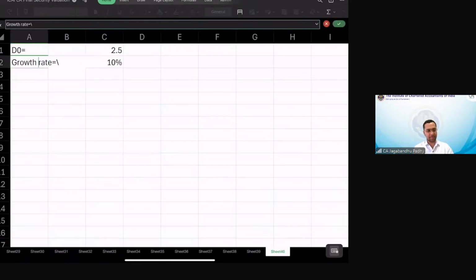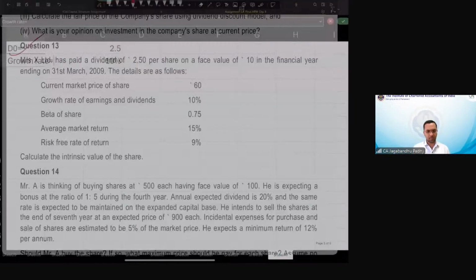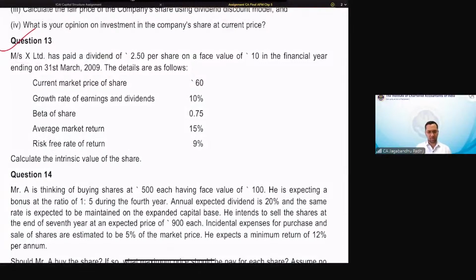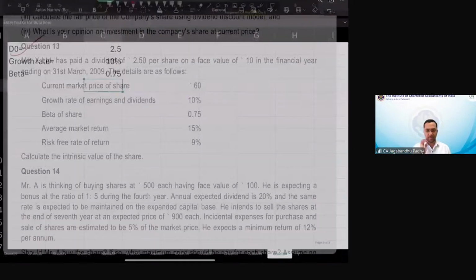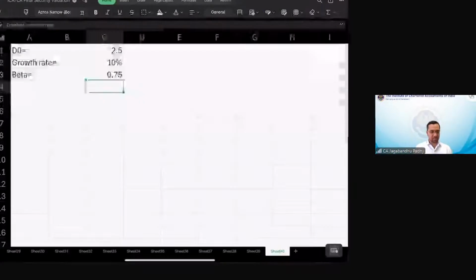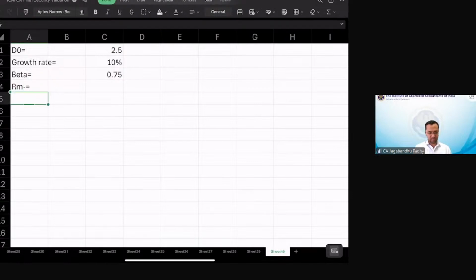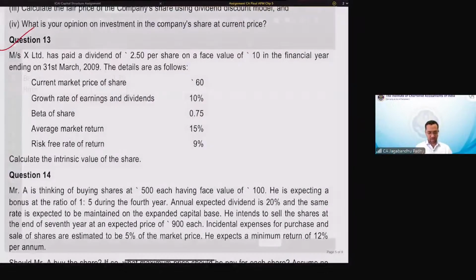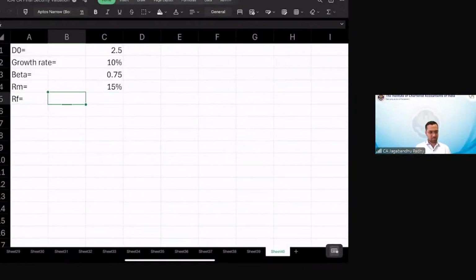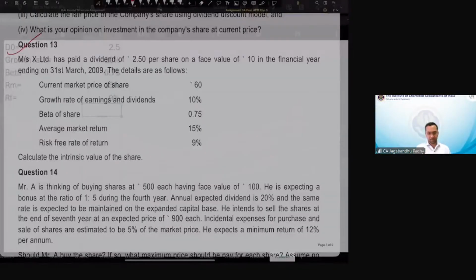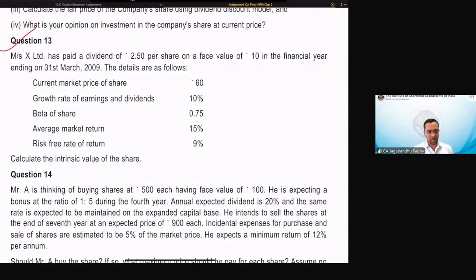The beta of the company is given as 0.75. Then we have the average market rate of return, which is 15%, and the risk-free rate of return, which is 9%. We want to compute the intrinsic value of the share.